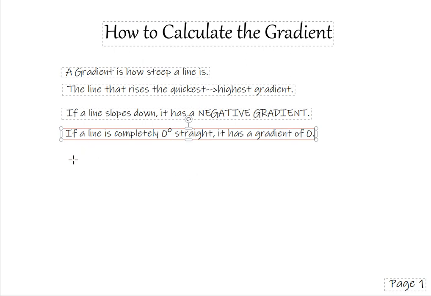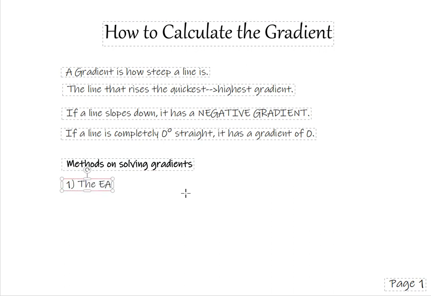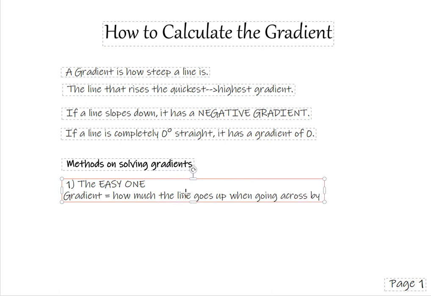So let's move on to our next point, methods of solving gradients. How can you solve gradients? There are two methods. The first one is the easy one, for when you get a graph. We'll look at some examples later. The gradient equals how much the line goes up when going across by 1.